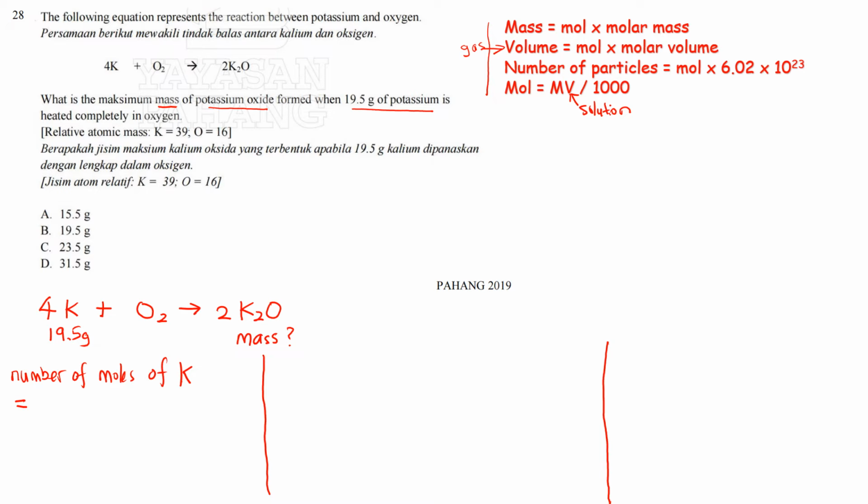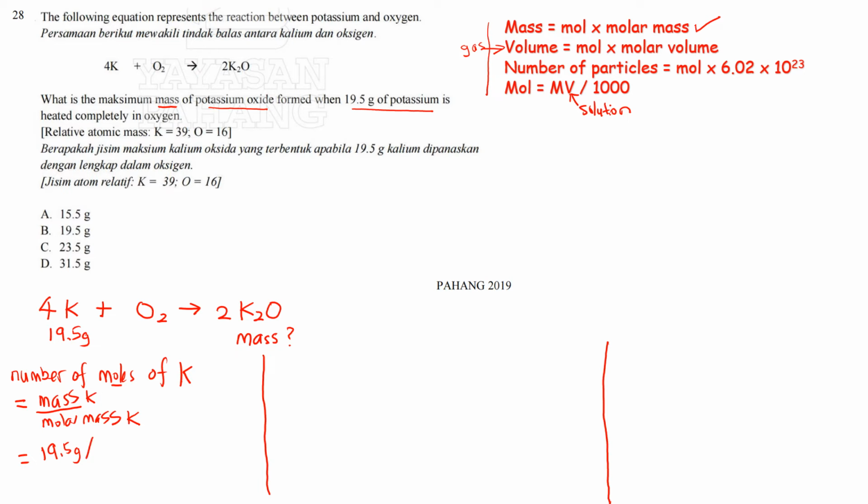Now, you have the mass. How to find the number of moles? From the formula just now, mass is equal to mole times molar mass. So mole will be equal to mass divided by molar mass. The mass here must be the mass of potassium, and the molar mass here must refer to the molar mass of potassium. The mass of potassium is 19.5 gram.